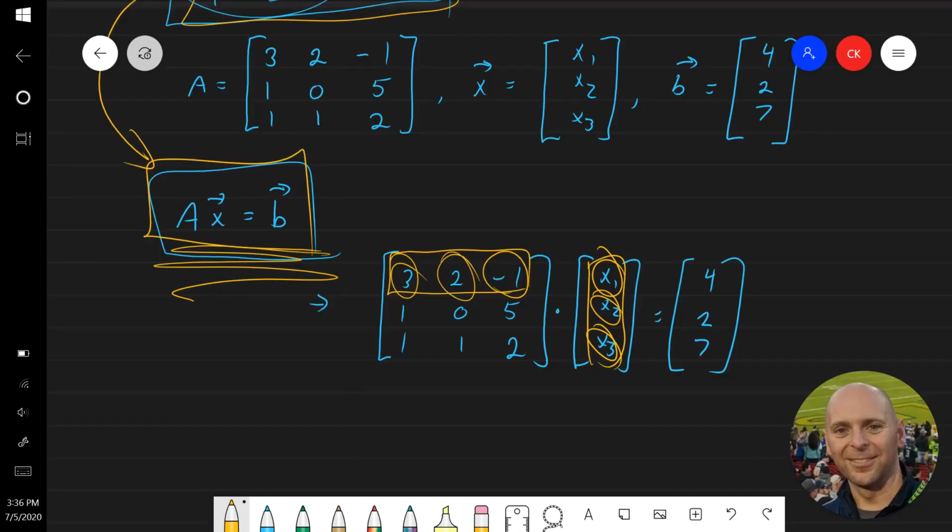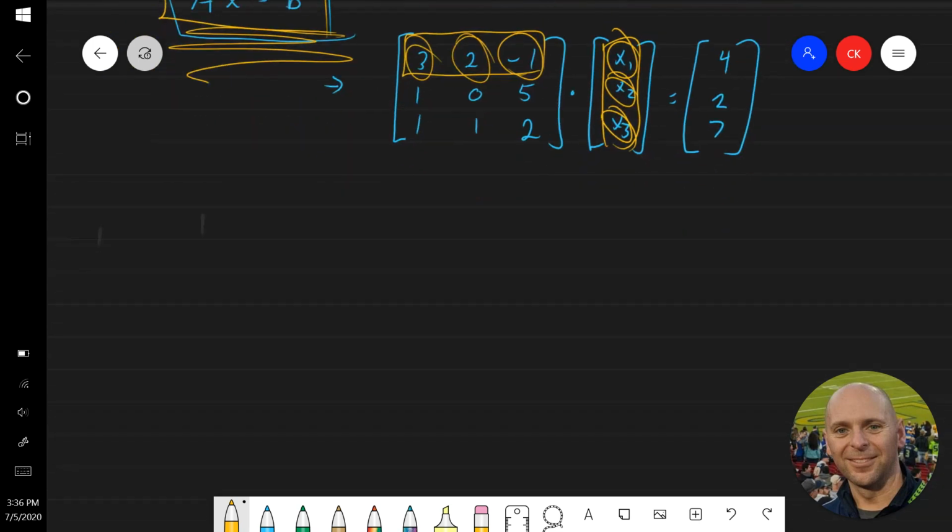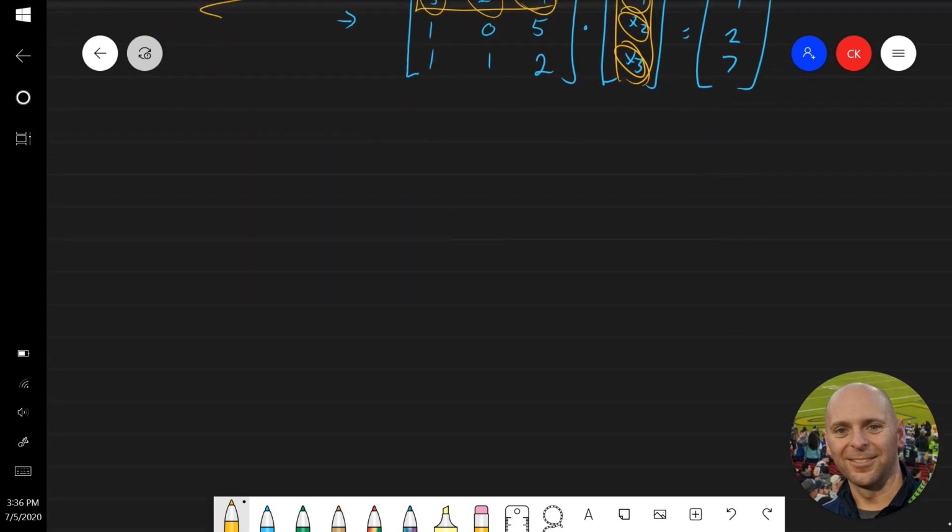Another thing we can do is talk about vector forms. And this is a really useful topic and pretty important. So let's talk about that.